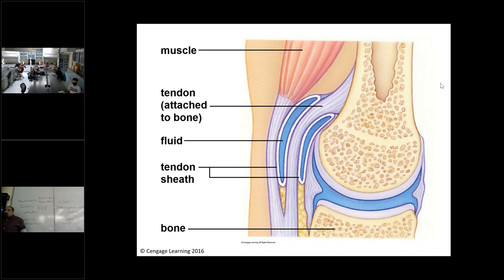And remember this also. What did we talk about last week as far as the bones? Ligaments connect bone to bone. Muscle is connected to bone via the tendons. So a ligament connects bone to bone. Tendons anchor muscle to bone.